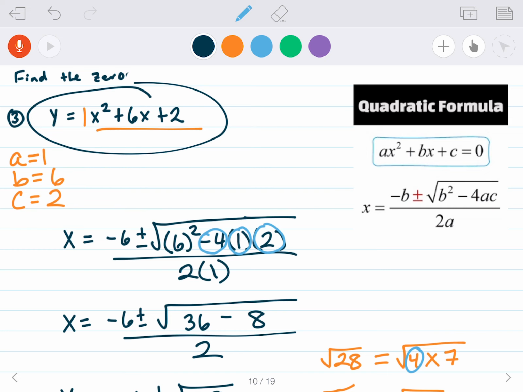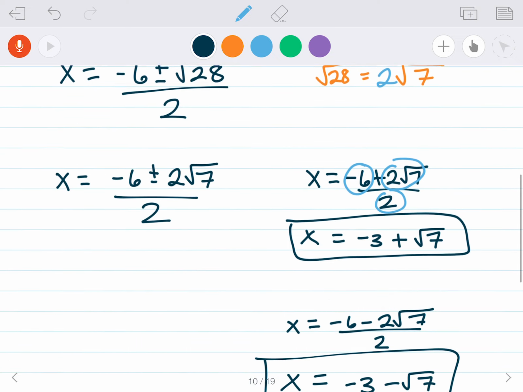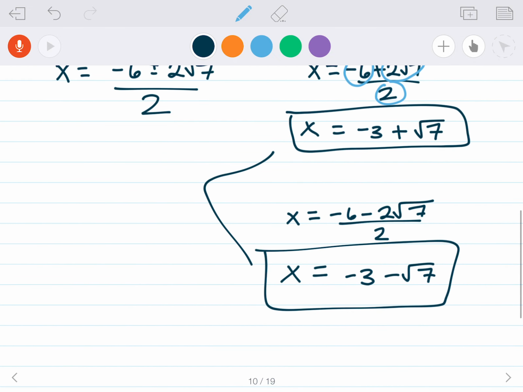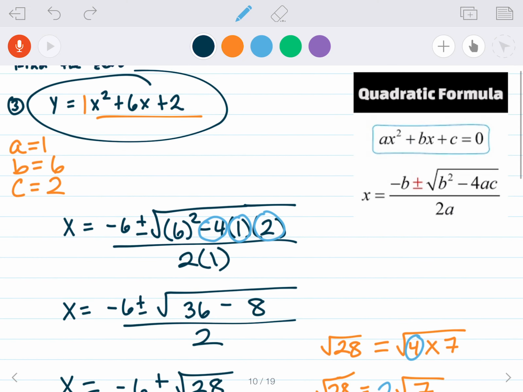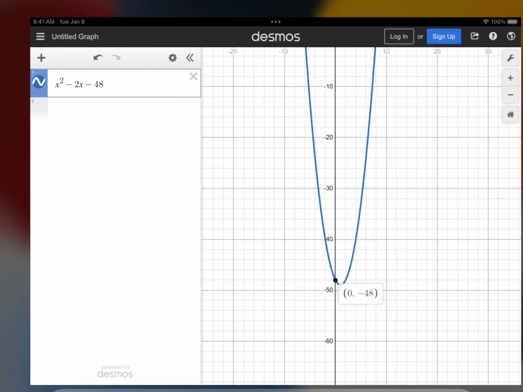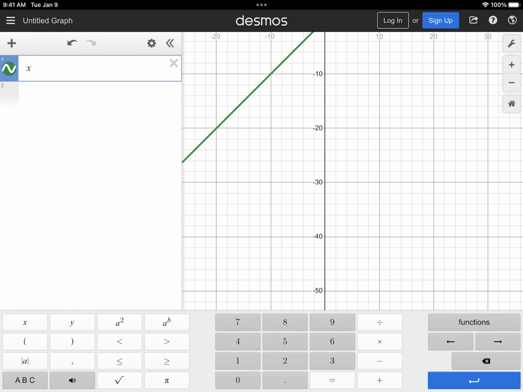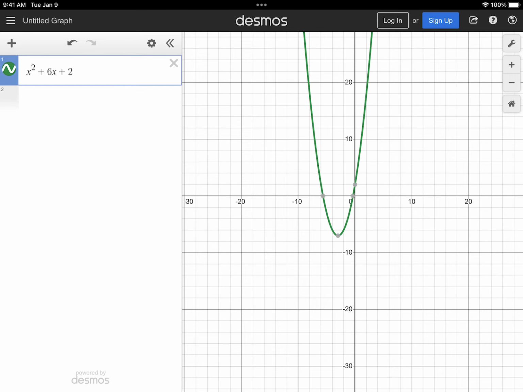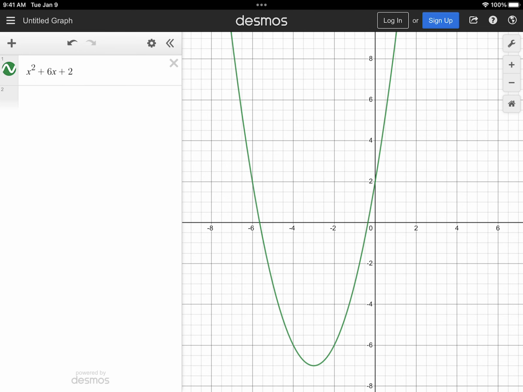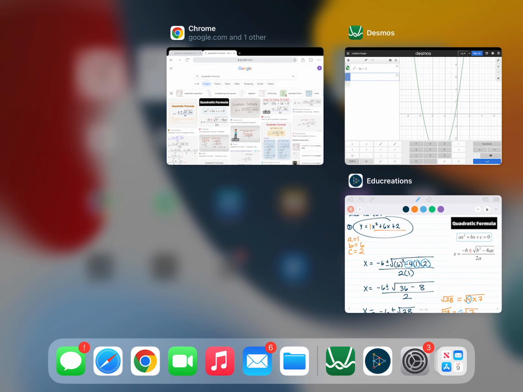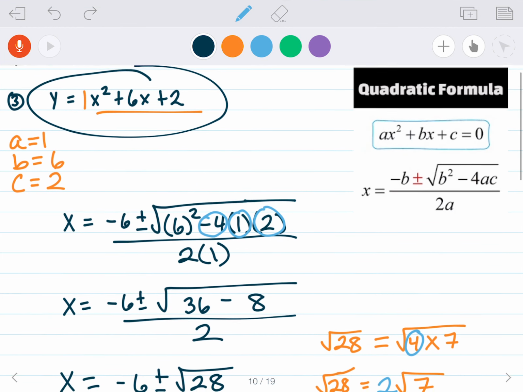Now when you put it in Desmos, it's going to give you a decimal, but you can simply put these 2 numbers in your calculator to get the decimal equivalent. Let me show you what I mean. We have x squared plus 6x plus 2. Alright, so I see my decimals here. For my zeros, I have negative 5.646 and negative 0.354.